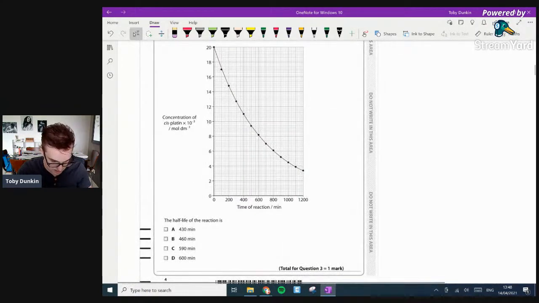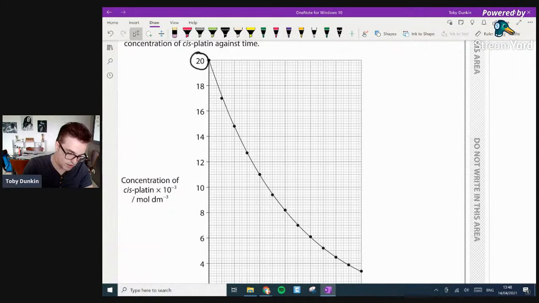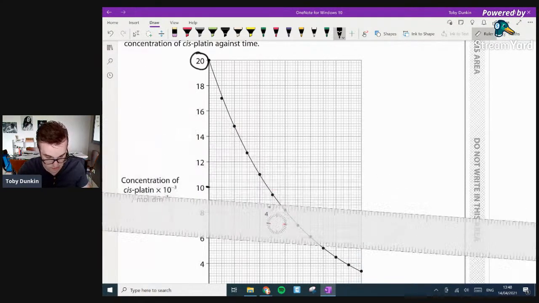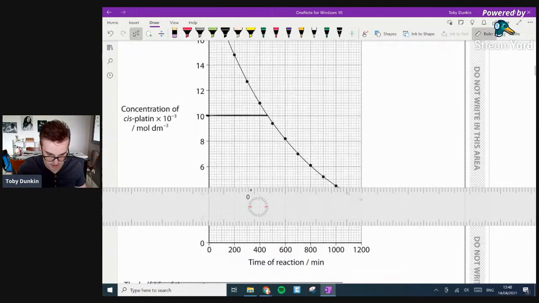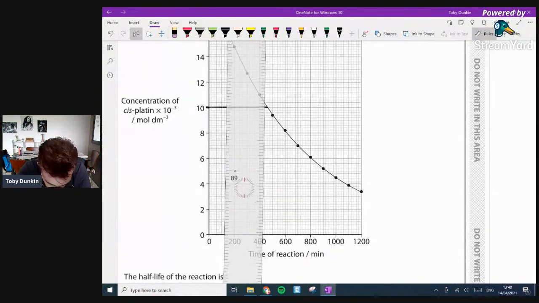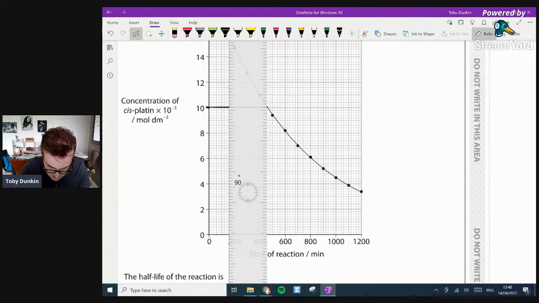And it says determine the half-life of this reaction. So I'm going to look at the initial concentration at 20 and then say I'm going to halve the concentration, which is the whole point of half-lives. Yep, the half-life is the amount of time it takes for the concentration of that particular reactant to halve. So I've halved the concentration down to 10. Draw the line across to hit that particular part of the line and then pull it down, which is there. It'd be nice if I actually had a straight line there.